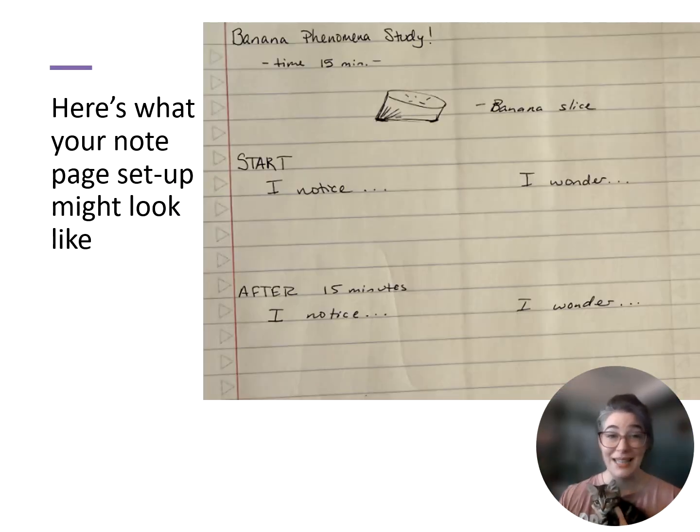So here's how I set up my banana phenomena study so that it's all on one page in my notebook. I have my diagram drawing of the banana slice and a start and an after because I know I'm going to be timing this. So start with your I notice, I wonder for your initial specimen. So remember your I notice, those are your statements, what you're observing, and your I wonder needs to be a question you have about the specimen.